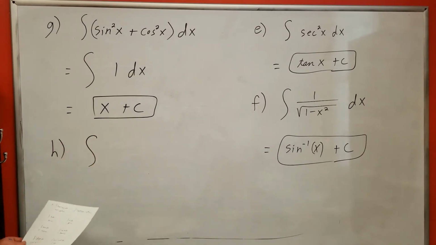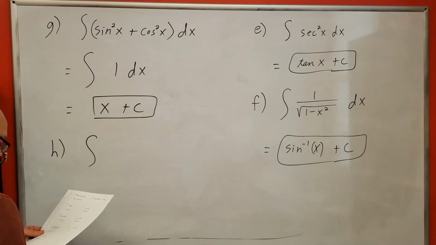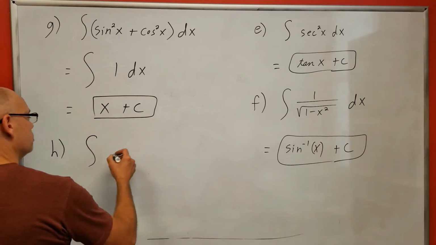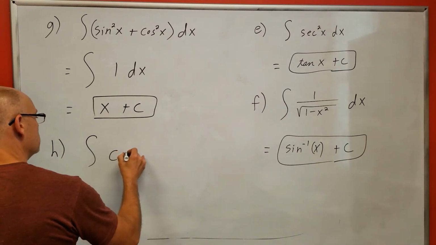How about H? Oh, I got x cubed dx. I don't want to do that one. That one's kind of stupid, okay? Let's do, I don't know, maybe something like, no, shoot, we'll just do this.